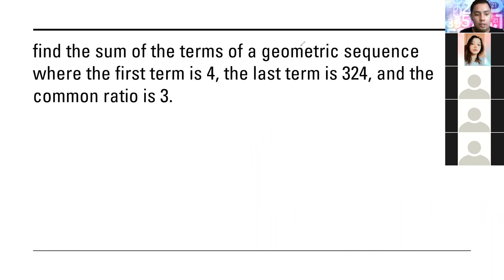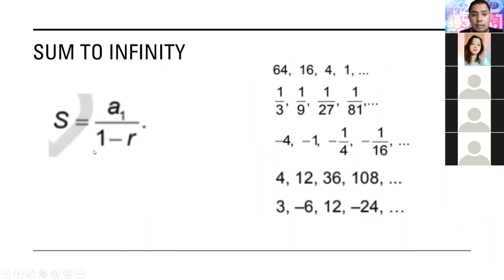Okay, last one. So the last one will be the sum to infinity. Sum to infinity will only happen if your ratio is between negative 1 and 1, mas malaki siya sa negative 1, pero mas maliit siya sa 1. Anong ibig sabihin nun? It should be a proper fraction, whether it's positive or negative.